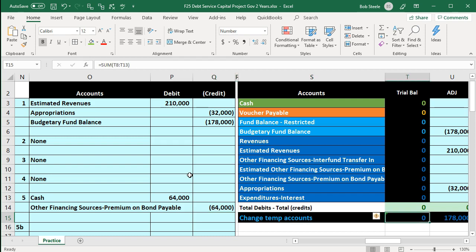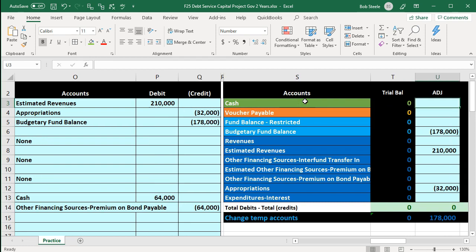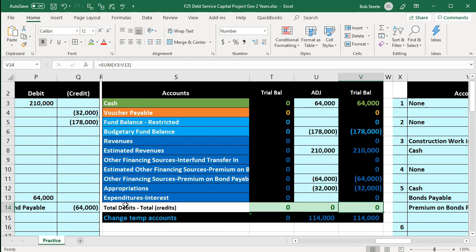Let's post this out then. We're going to scroll up to cash first. So we'll scroll up to cash up top in U3 equals and scrolling down and picking up that 64,000. And then we're going to get the other side, other financing sources. So other financing sources, we're down here in U11 where we say equals and we scroll over and pick up the credit, and that'll put us back in balance.